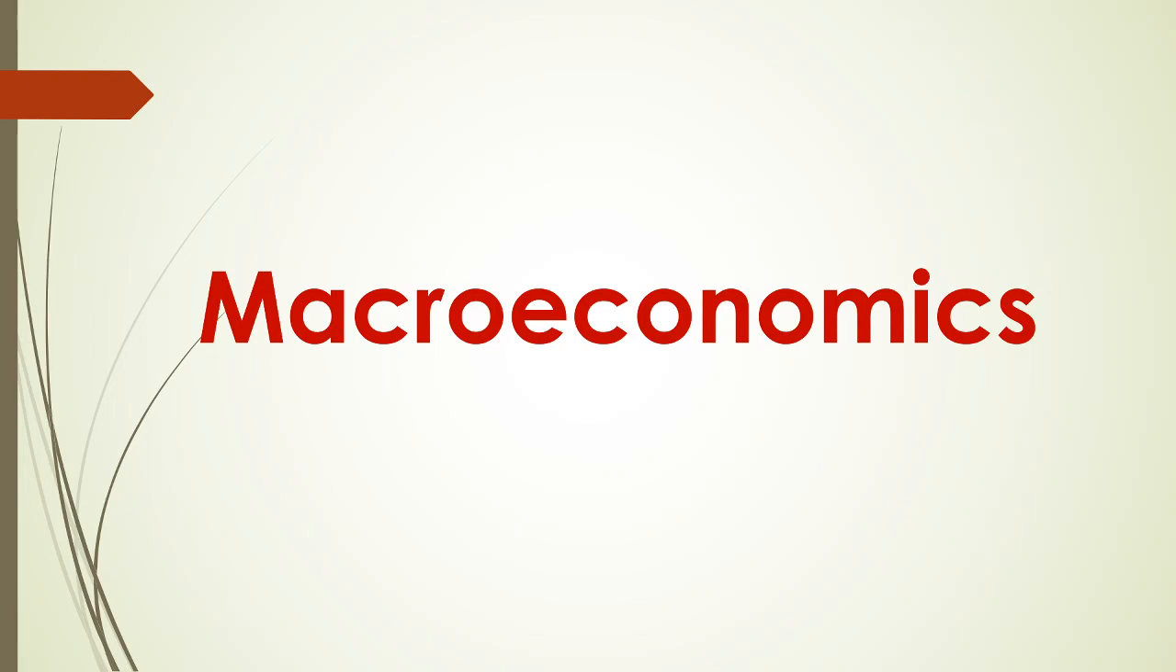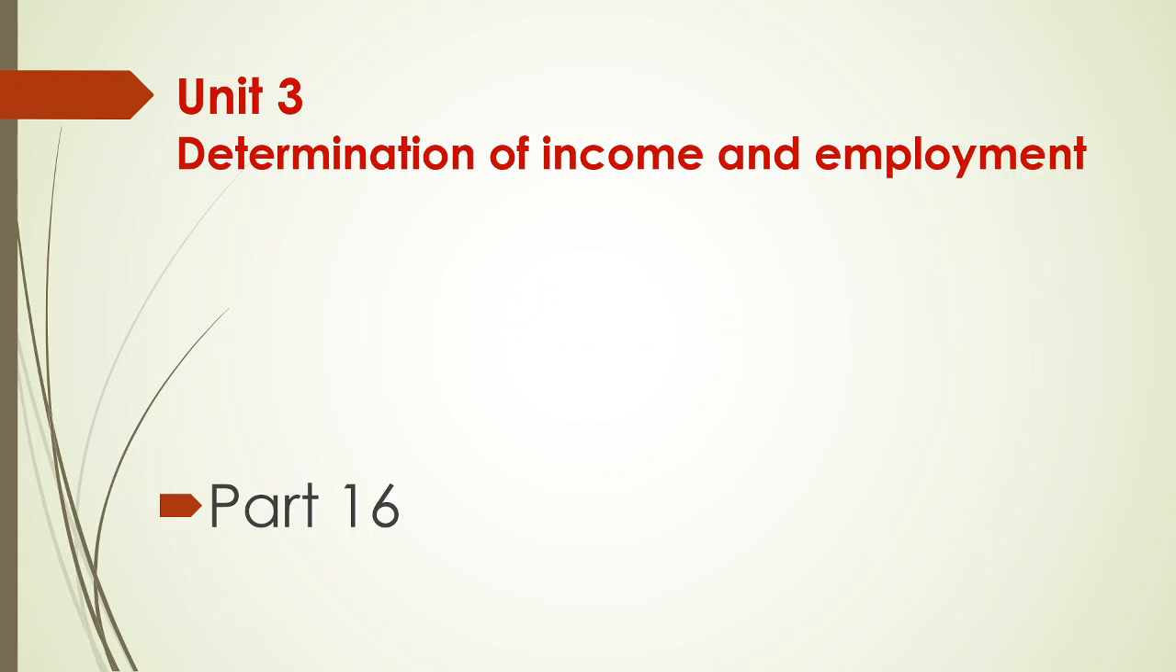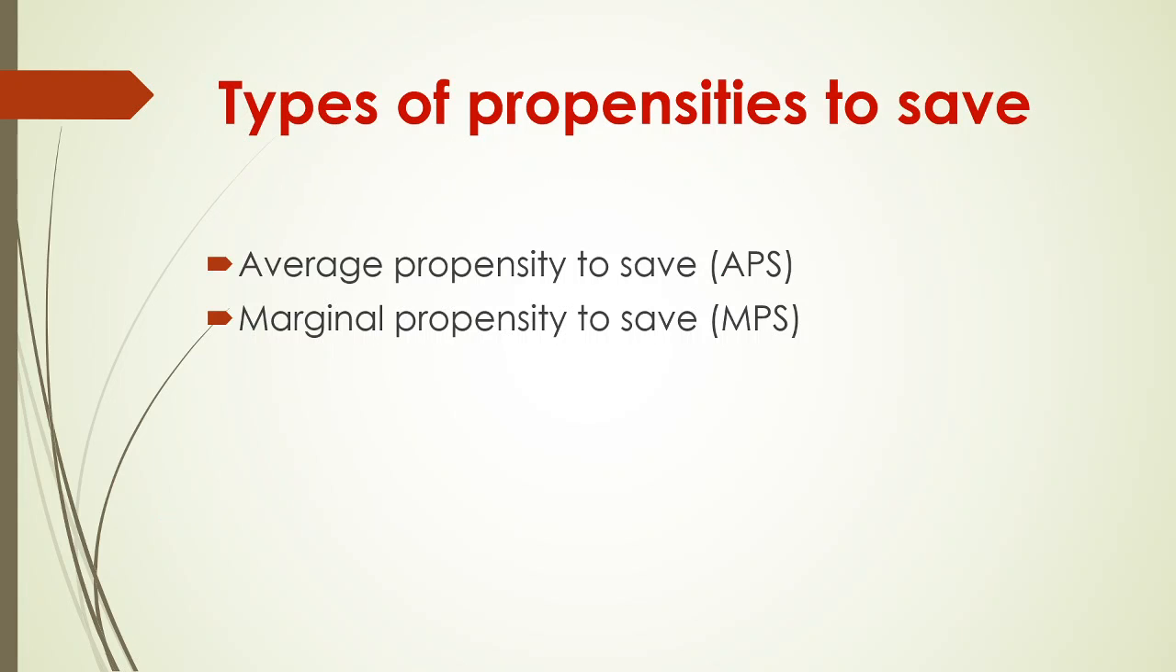This is macroeconomics part N. Under macroeconomics, we were discussing unit 3, determination of income and employment, and this is part 16. So students, in our last class we discussed the types of propensities to save. There are two types of propensities to save. First one is average propensity to save, known as APS. Next one is marginal propensity to save, known as MPS.